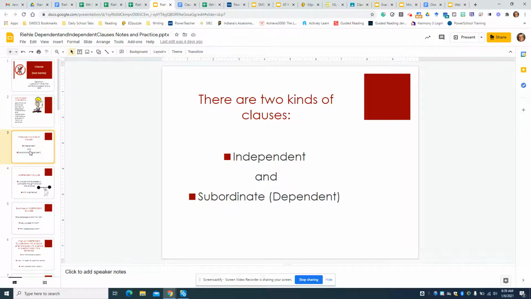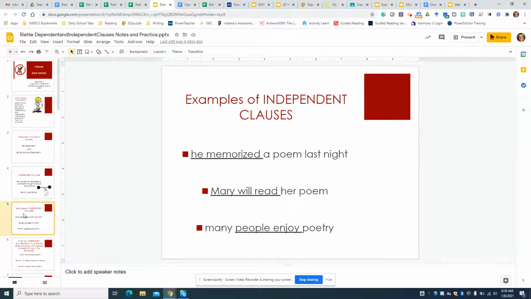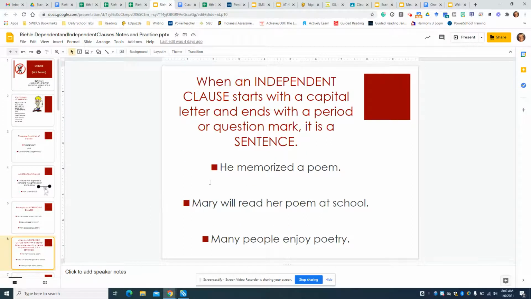This is review. There are two kinds of clauses, independent and subordinate. An independent clause is a clause that expresses a complete thought and can stand alone. It is a sentence. These are examples of independent clauses. They've got a subject and a predicate like all clauses do. And if I start them with a capital letter and end with a period, they become a sentence.